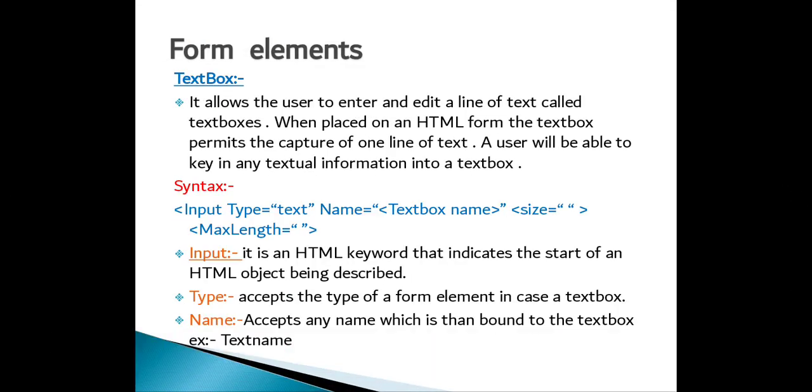So next we can look into the important topics or the elements which come under the forms. First one is the text box. A text box allows the user to enter and edit a line of text. When placed on an HTML form, the text box permits the capture of one line of text. So here a user will be able to key in any textual information into a text box.